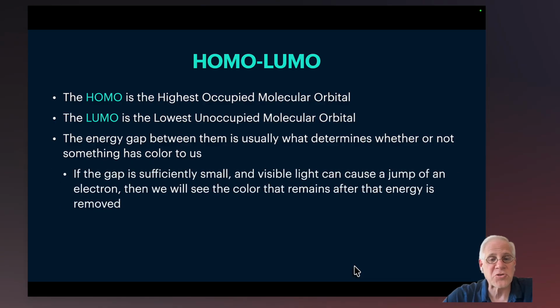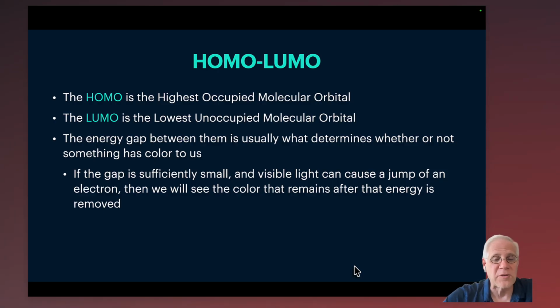If the gap is sufficiently small and visible light has enough energy to cause a jump of an electron, then we will see the color that remains after the color of the energy needed to make that electron jump is removed from the white light that comes out. And so we see complementary colors. So we see something that may remove red, and if it removes red, we'll see the complementary color of red. If it removes blue, we'll see the complementary color of blue.